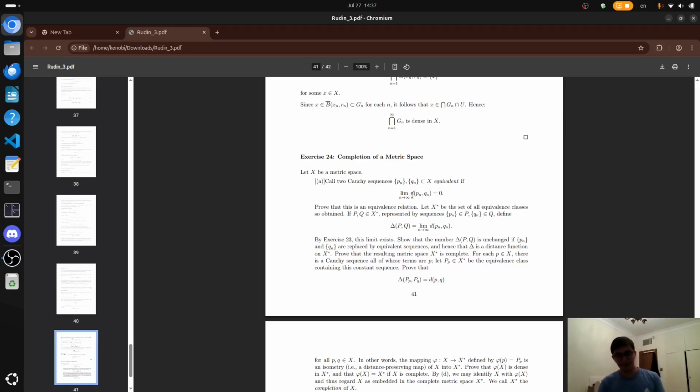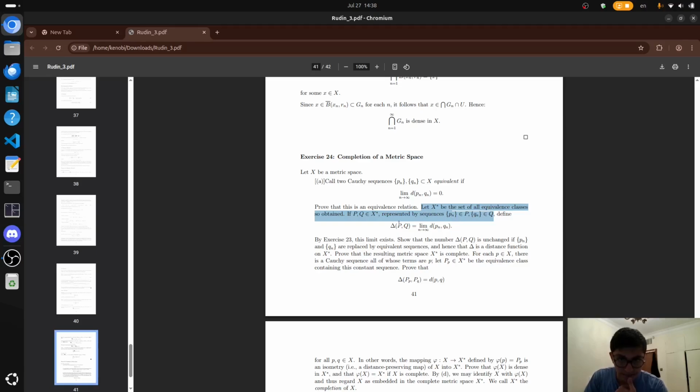Now it's transitive because if you consider some neighborhood from this to this, and some other neighborhood from this to here, you can just use the triangle inequality to show that there's also another neighborhood from here to here. So it's transitive, and therefore it's going to be an equivalence relation. Let X star be the set of all equivalence classes so obtained. P, Q in X star are represented by sequences Pn in P and Qn in Q.